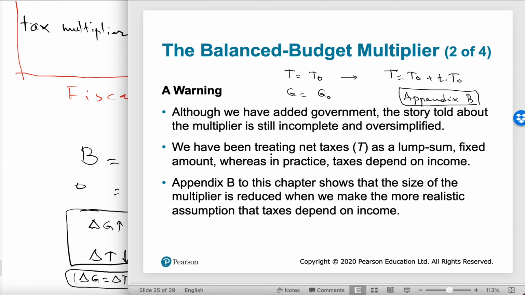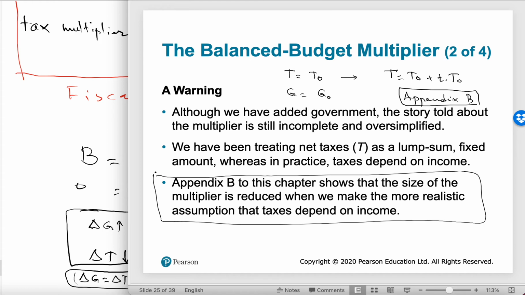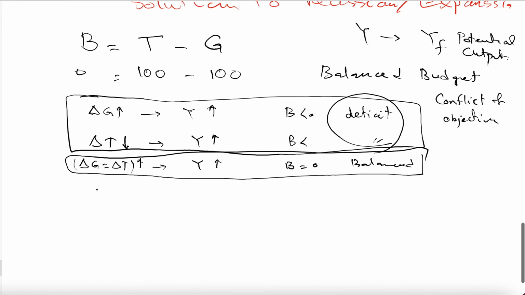So we have been treating the net tax T as a lump sum tax, a fixed amount. It's not proportional, it's not progressive or regressive. It's just a constant amount of tax collected and planned to be collected from the society. So Appendix B is showing a more realistic situation, and I can actually explain it right away.